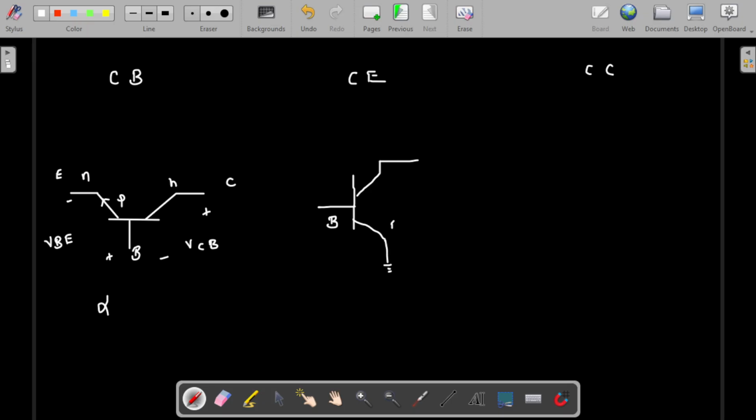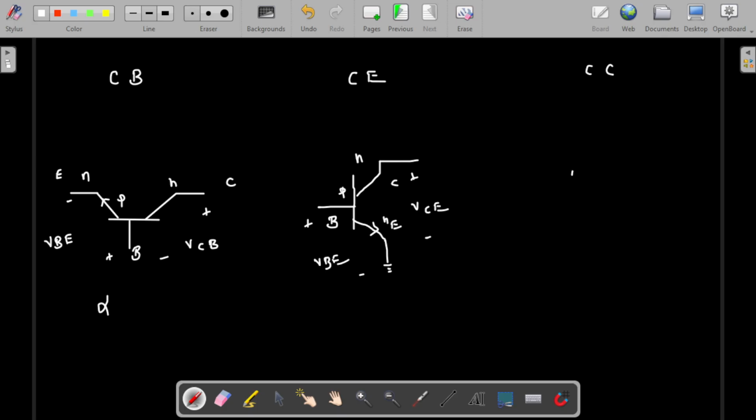So this is base, this is emitter, this is the collector. The arrow is pointed outside, which means this is an NPN transistor. So this is forward bias, negative to positive, which is VBE. This one is reverse bias, which is VCE. Okay, I hope you guys are able to understand.